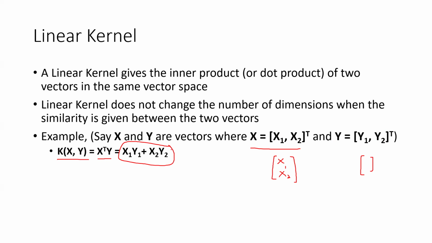In the original form of the dual problem, we can see this linear kernel is already there, right? So we will see how we are going to replace this linear kernel with a higher order kernel so that we can have linear separability in higher dimensions in the dual problem.